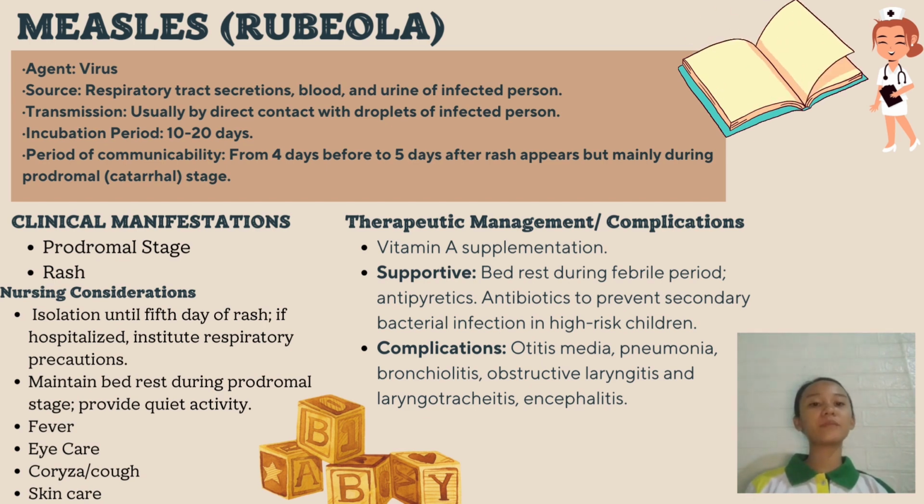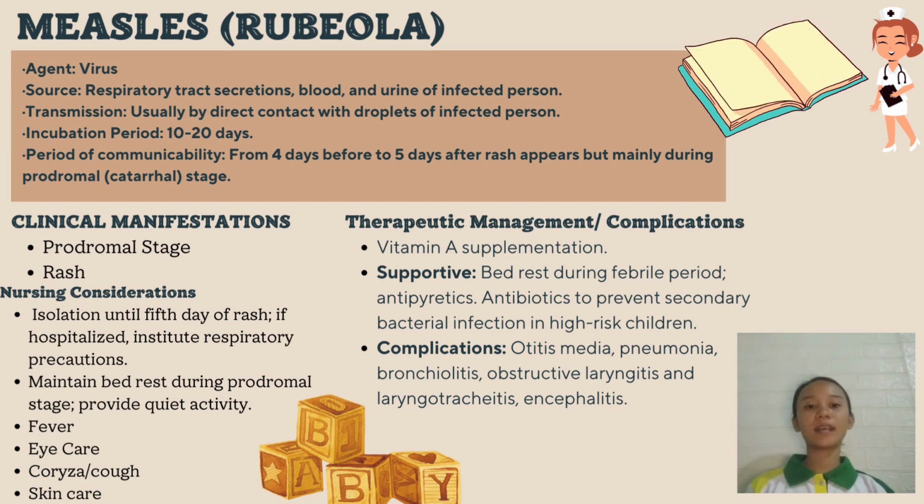Next, its incubation period is 10 to 20 days. So, it lasts 10 to 20 days in those who are exposed to droplets like that. Next, the period of communicability is from 4 days to 5 days after rash appears, but mainly during prodromal stage. So, prodromal stage is the period after incubation and before the characteristic symptoms of infection occur.